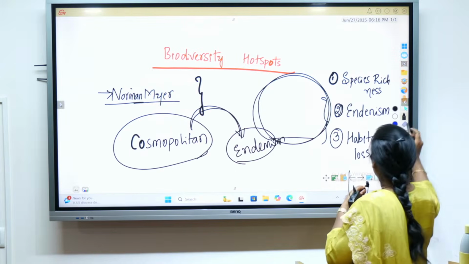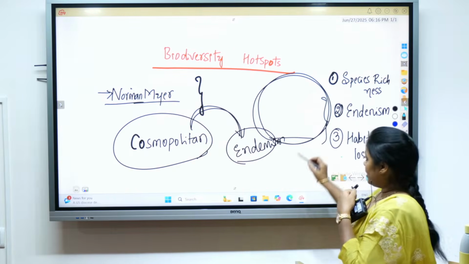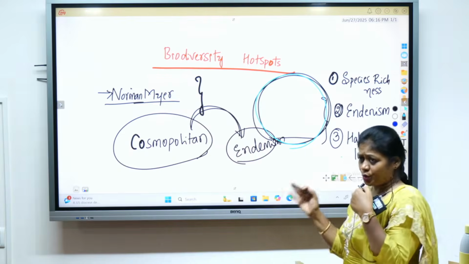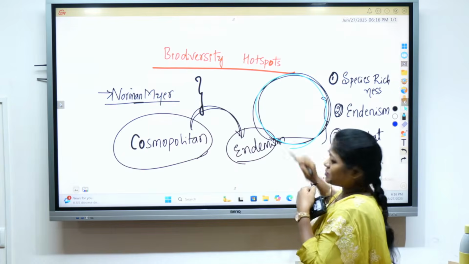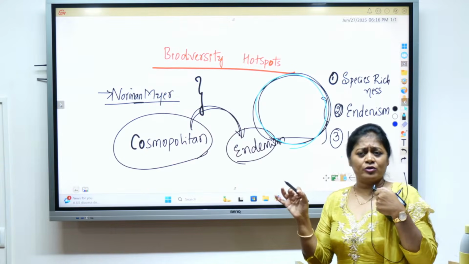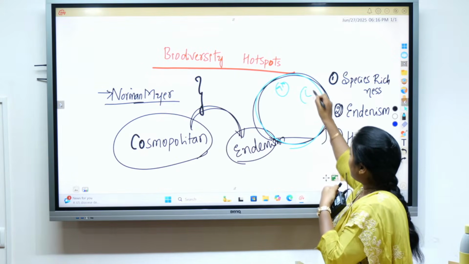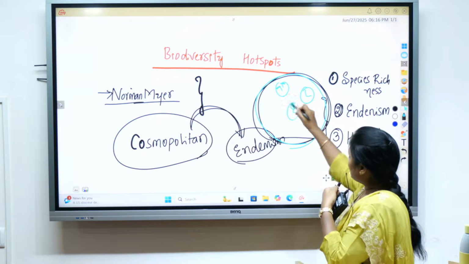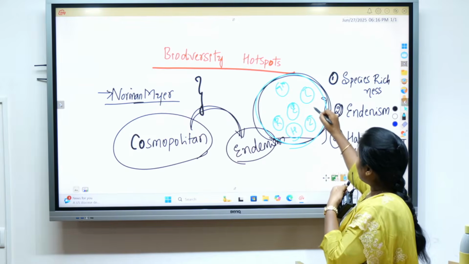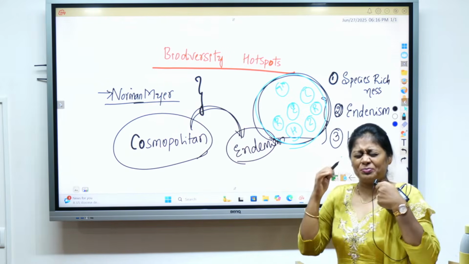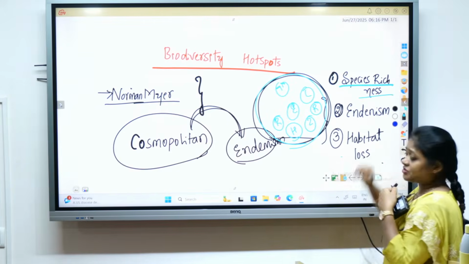I'll give an example. Suppose in one geographical area, habitat or ecosystem, there are many species like tiger, lion, leopard, elephant, rabbit, fox, hyena, zebra, rhino. So very rich biodiversity, rich species are present. It is matching the criterion of species richness.